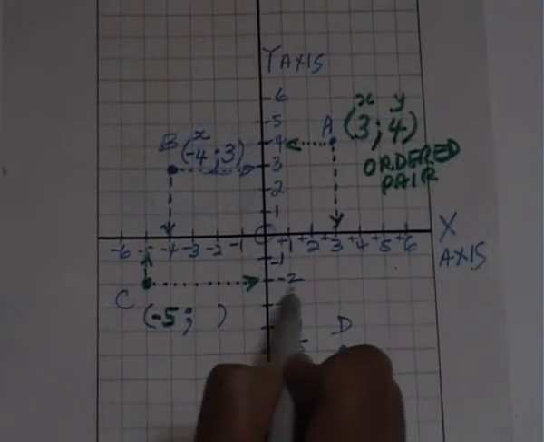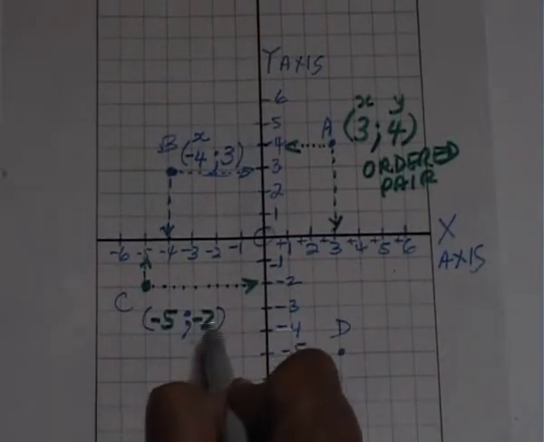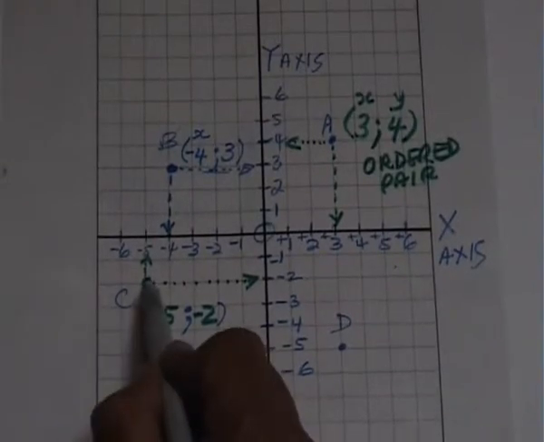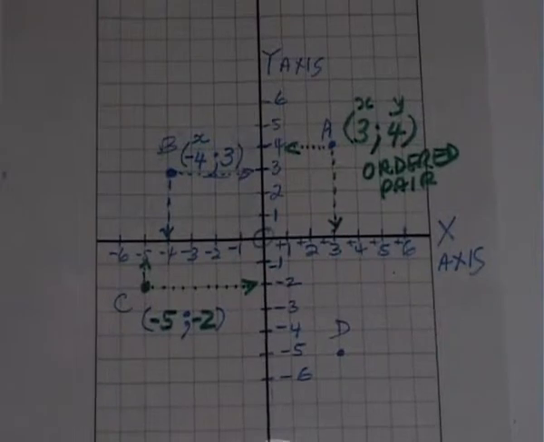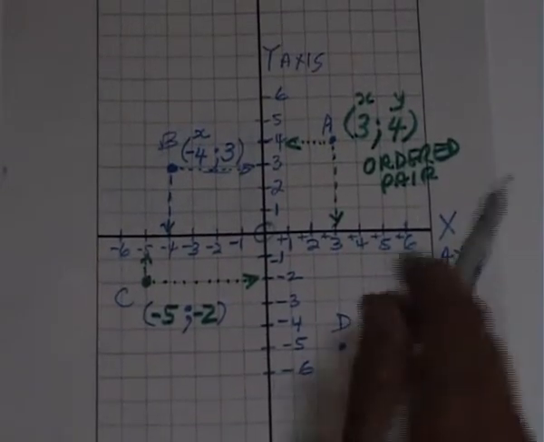Clearly, it is minus 2. So the ordered pair for C is minus 5, minus 2. Alright, let's do the next one.